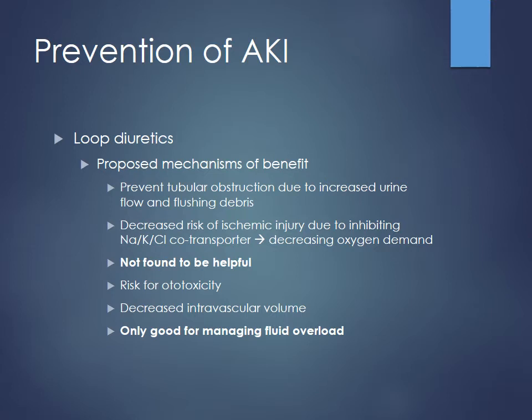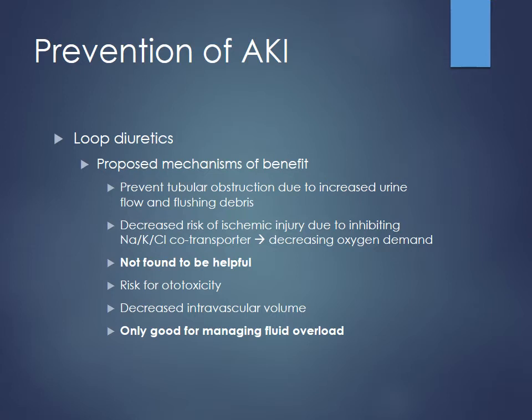Anywho, so other things that we can try to do to prevent acute kidney injury. There are lots of things that people have tried, but don't really work all that well. So things like loop diuretics could potentially be used here. Some people were like, okay, well, if we increase the urine flow through the kidneys, we can help to flush debris and things like that. We'll give a loop diuretic and that'll work, right?